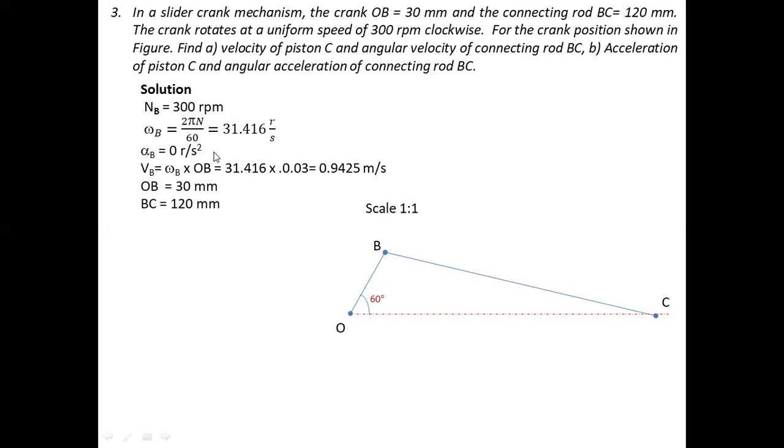So we can determine the velocity of the crank OB by taking R into omega, that is the length or radius of the crank into the angular speed of the crank. Taking the value of 0.03 meter and angular velocity 31.41, we get the velocity of the crank as 0.9424 meter per second.